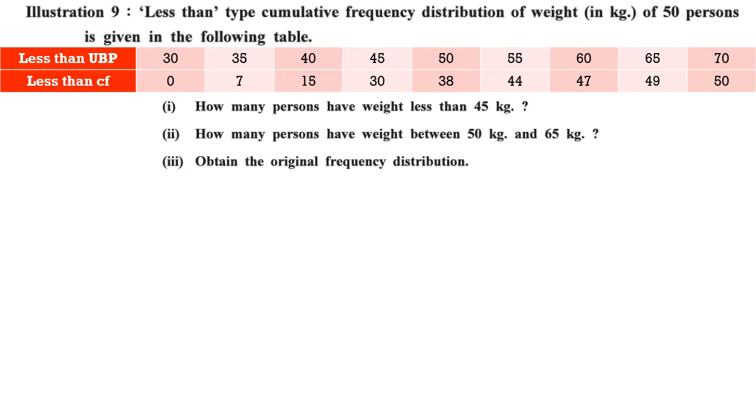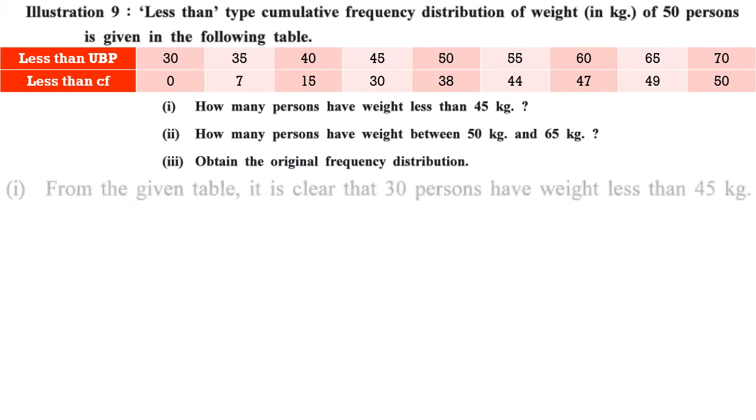Second question, how many persons have weight between 50 kg and 65 kg? I will get back to that later. And the last one is, obtain the original frequency distribution. That means when we used to convert our regular classes into less than type or more than type frequency distributions, now this less than type frequency distribution is to be converted into one of those classes. We will solve this one by one.